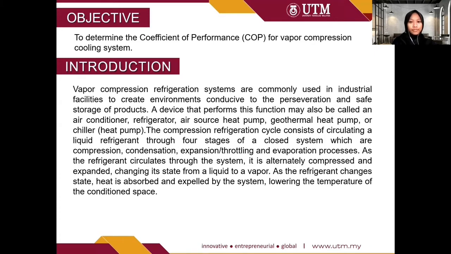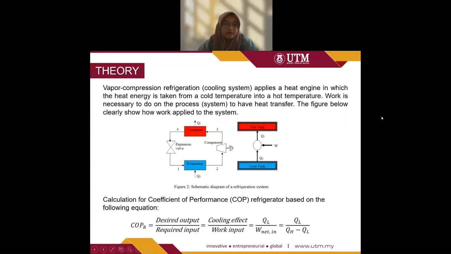conditioned space. For the theory, a vapor compression refrigeration or cooling system applies a heat engine in which heat energy is taken from a cold or low temperature into a hot or high temperature. Work is necessary on the system to have heat transfer. The figure below clearly shows how work is applied to the system. As you can see, the red is the hot temperature and the blue is the cold temperature.